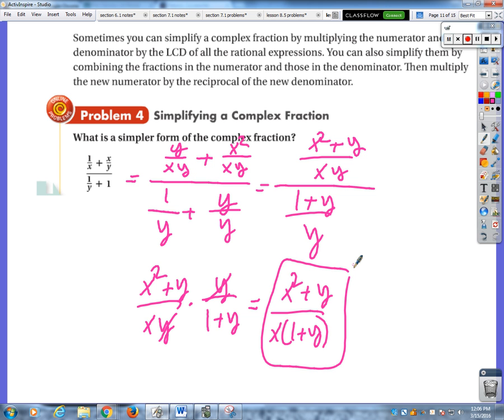Okay, so those are challenging problems. That's why they're called complex fractions. There's a lot going on there. You have to get a common denominator on the top and then combine those, common denominator on the bottom, and then combine those, multiply by the reciprocal, and then cancel what you can. Okay? Tons of those.